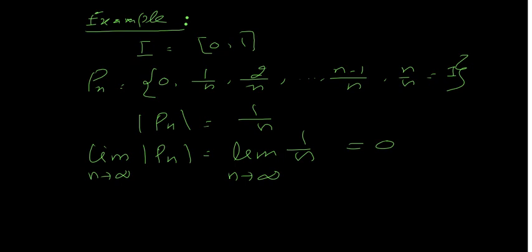In case n is equal to 2, then we have the partition 0, 1 by 2, and 1. Then in that case we have two subintervals, 0 to 1 by 2 and 1 by 2 to 1. In case n equal to 3, we have 4 partition points and 3 subintervals, and so on and so forth. Now let's prove this theorem.